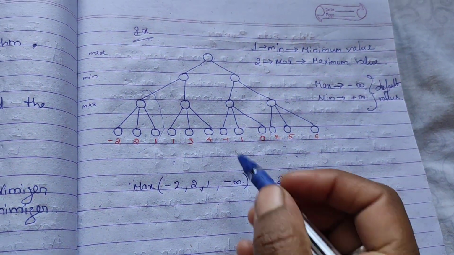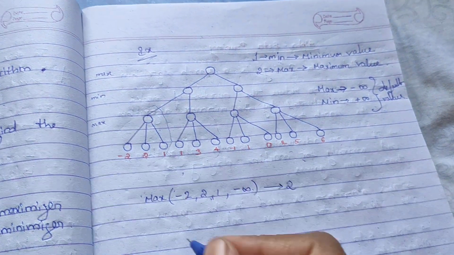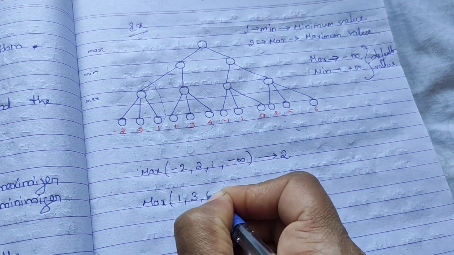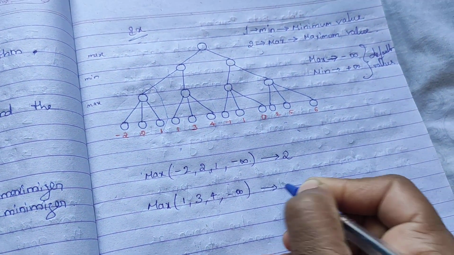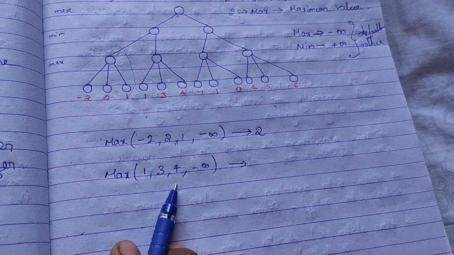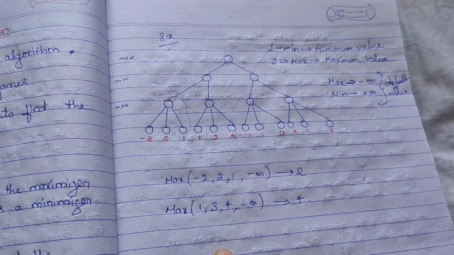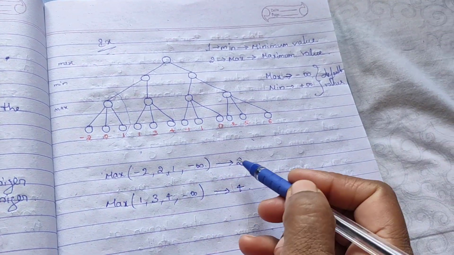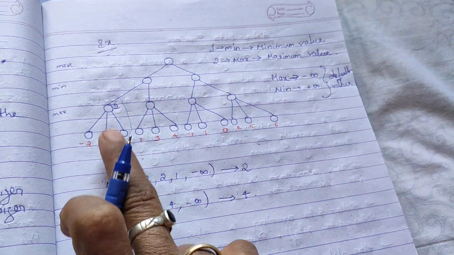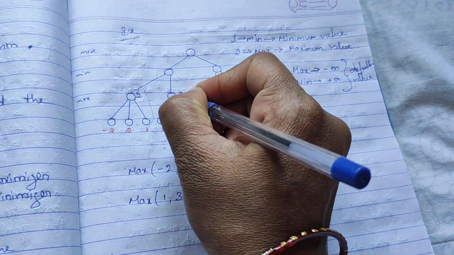Understood the concept? Again, we have to calculate for only this branch. Maximum for which one? 1, 3, 4, minus infinity. What is the maximum value for 1, 3, 4, minus infinity? Obviously 4. So we have to take the maximum value as 4. The maximum value for these three is 2, depending upon these leaves we have to consider. Next, the maximum value for this branch is nothing but 4.